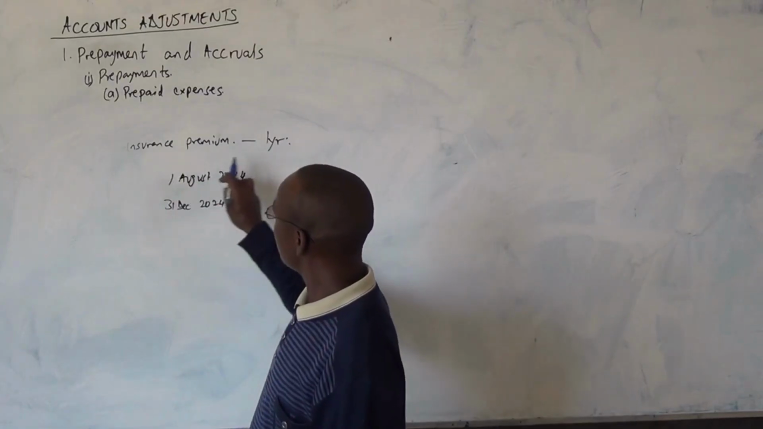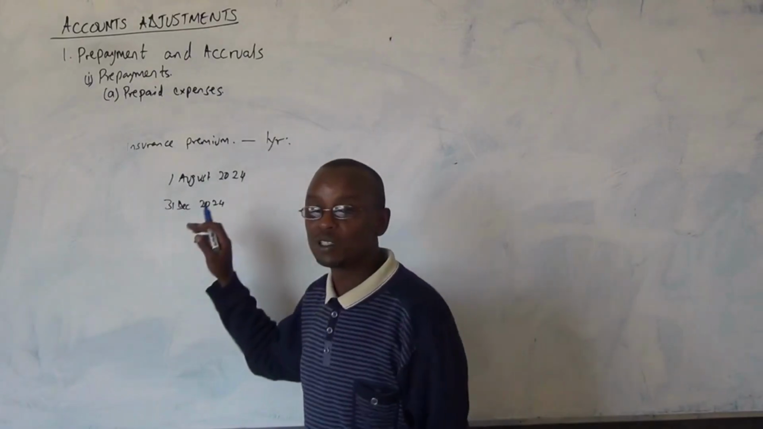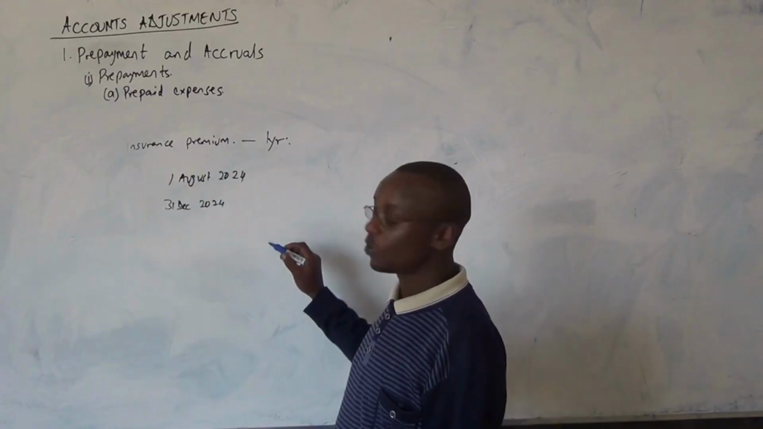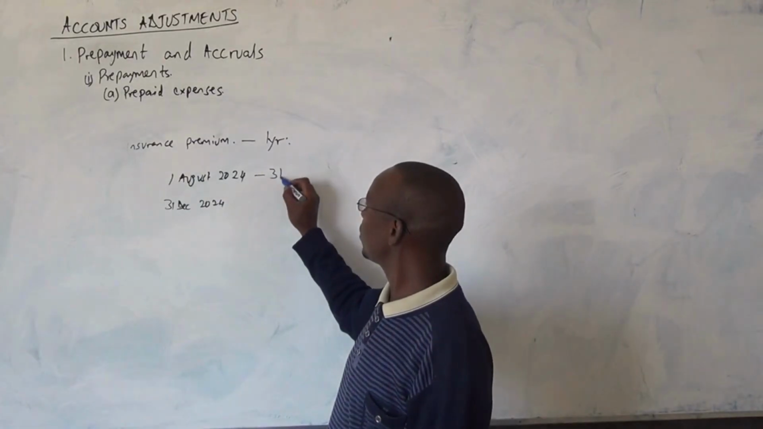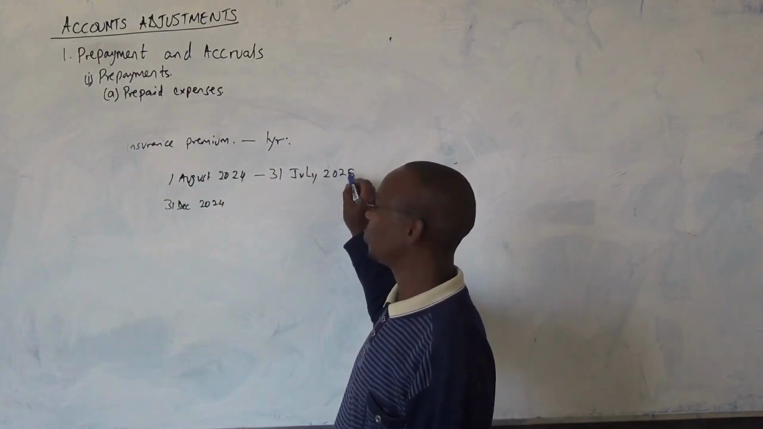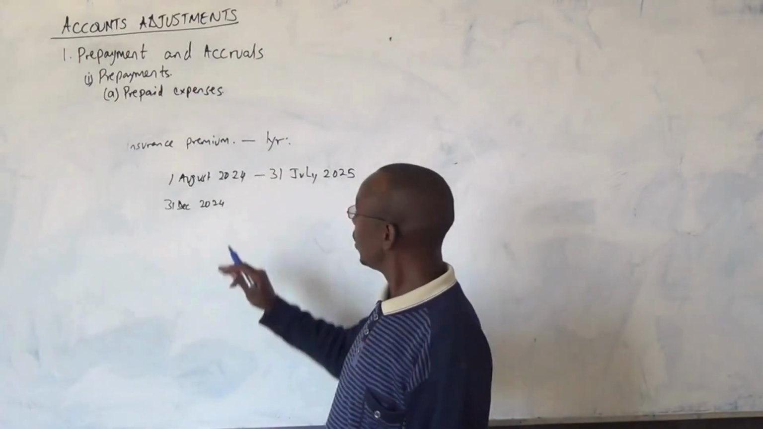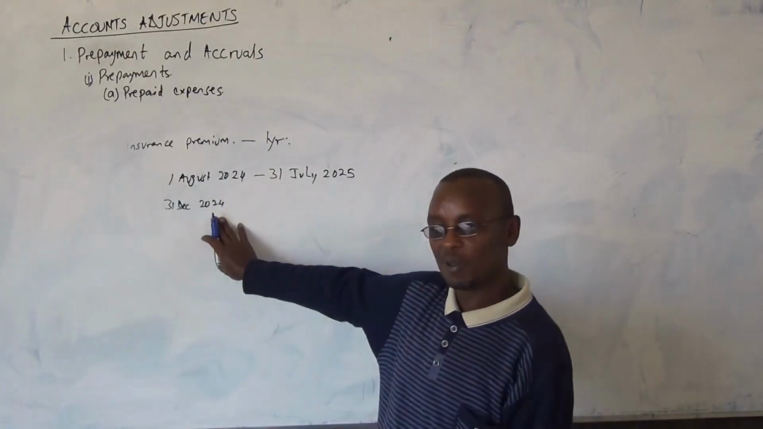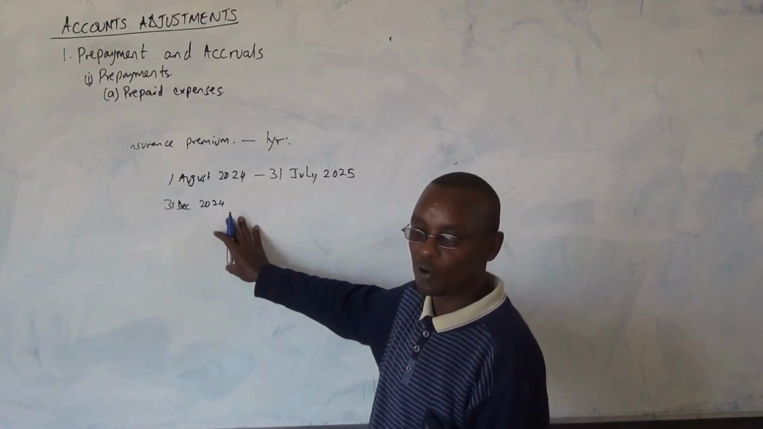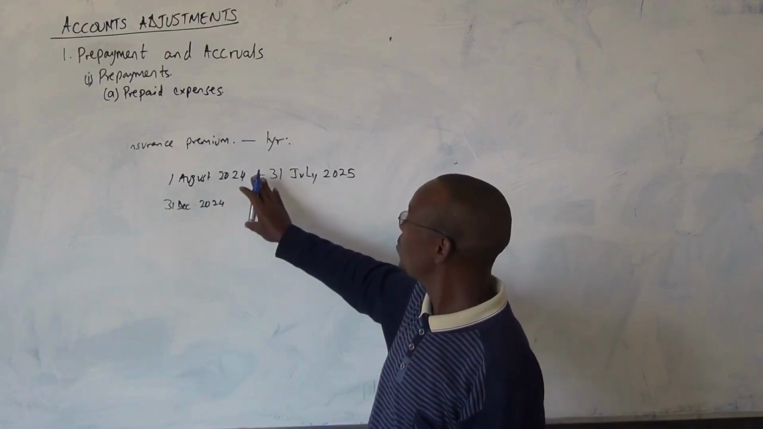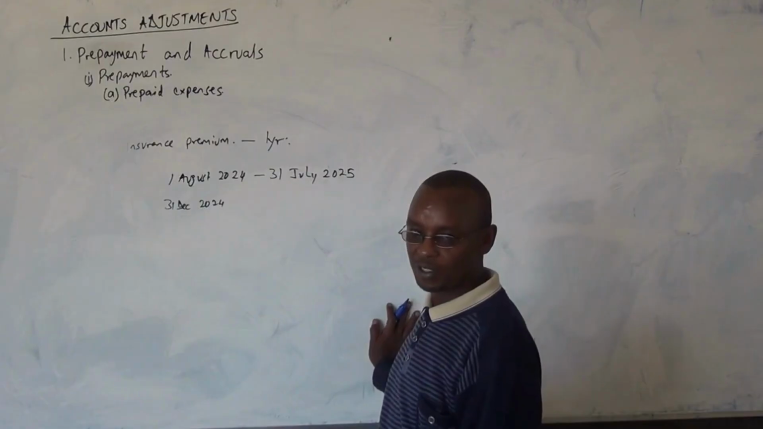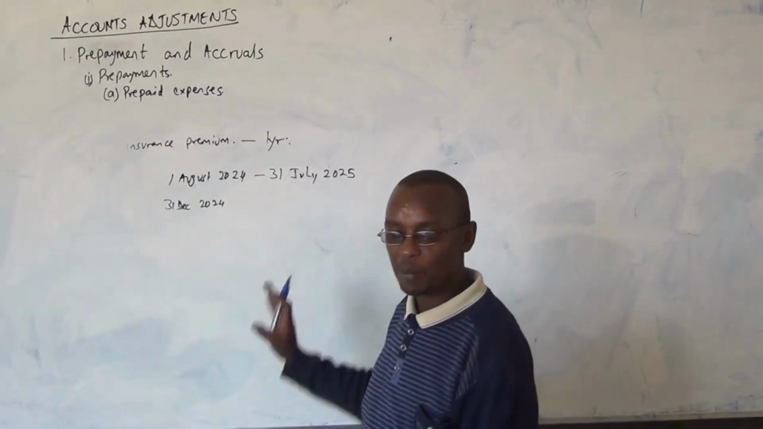Then your year ends on 31st December 2024. So this insurance premium is to cater for insurance for 1 year, from 1st August to 31st July 2025. That is 1 year. So at the end of the period, as at 31st December 2024, some of the insurance has not been consumed, yet you have paid for it. So you have to do the apportionment.